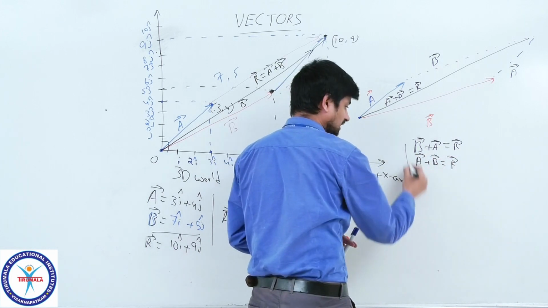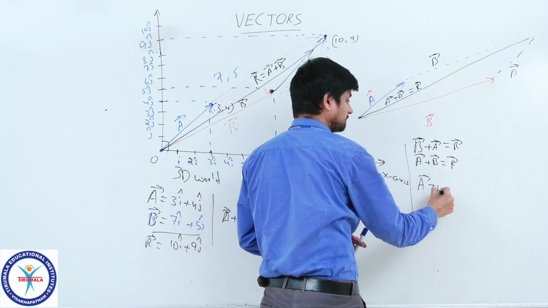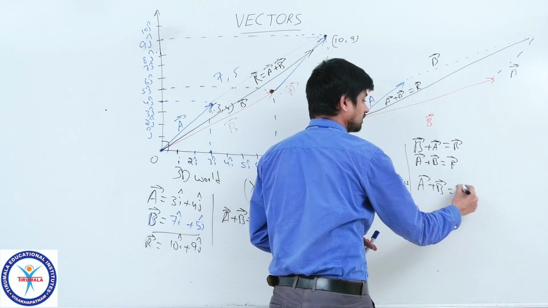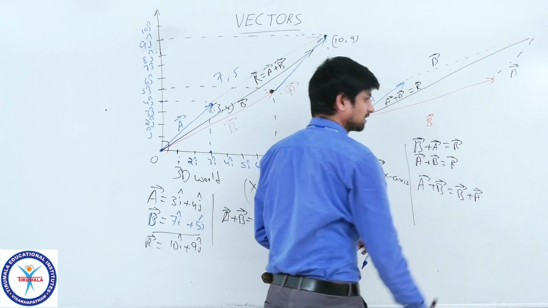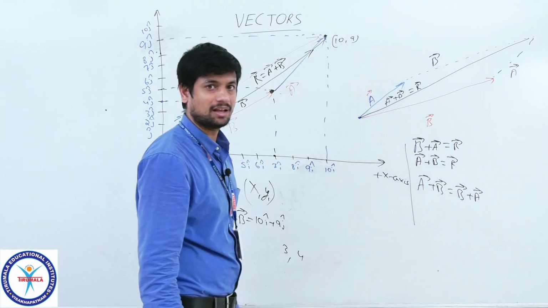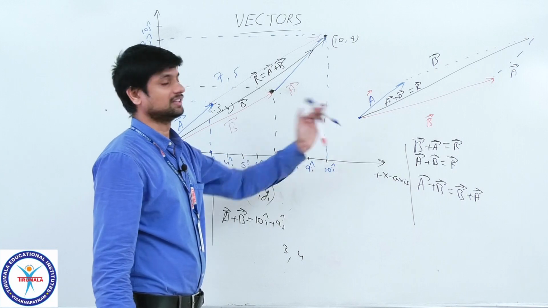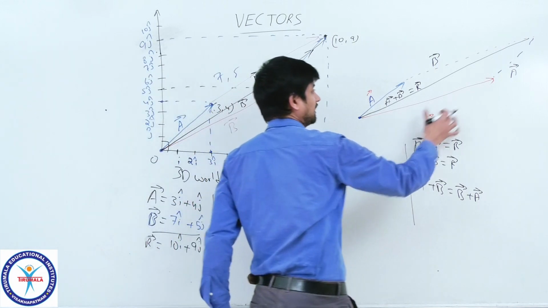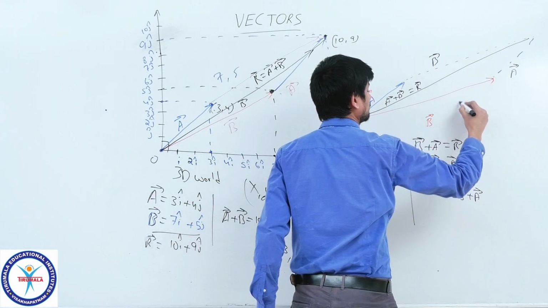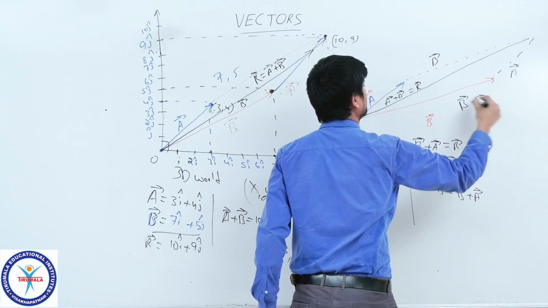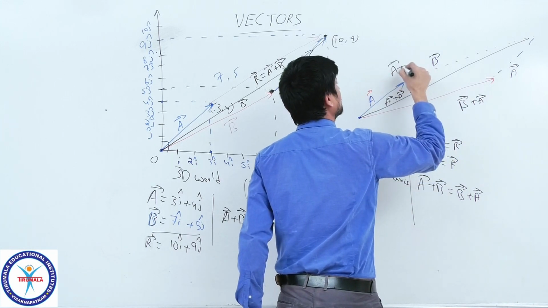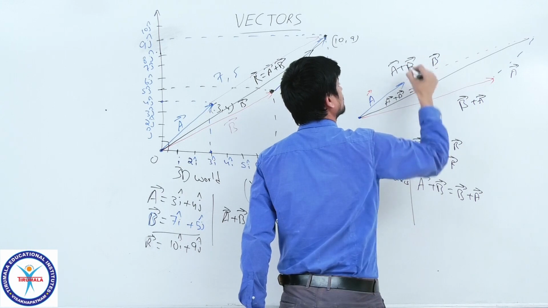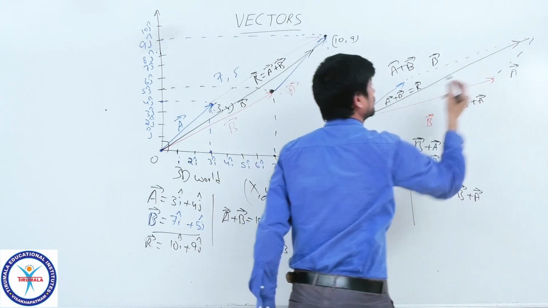Okay. So, here which law it is? A bar plus B bar equal to B bar plus A bar. Commutative law. What does it call? Commutative law. You can see B bar plus A bar. Here the operation B bar plus A bar. Here the operation A bar plus B bar. So, commutative law. In this way you get.